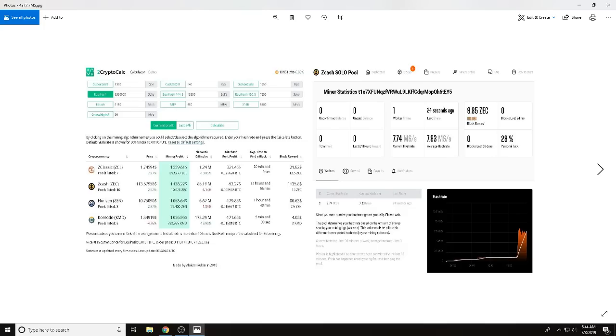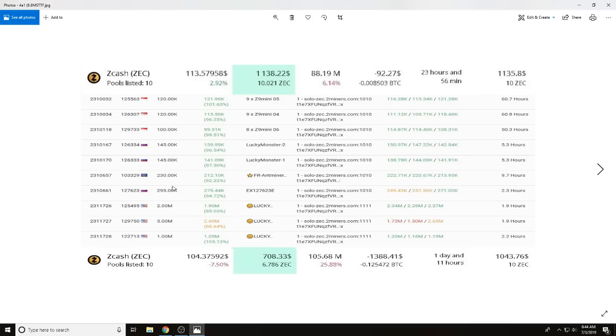So we've now been at over a million sols per second for quite some time. Didn't find a block, so I decided to step it up a notch. So we did rent some more hash. Here you can see our block to find time. Here you can see we rented 2 million, 3 million, 1 million sols per second.